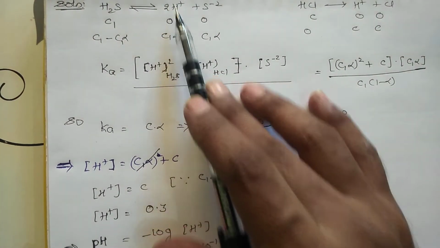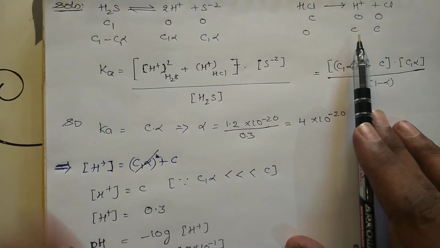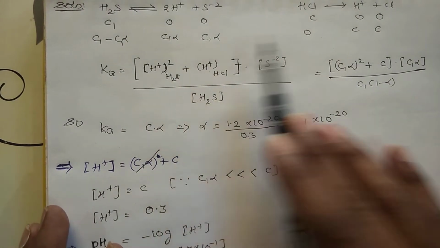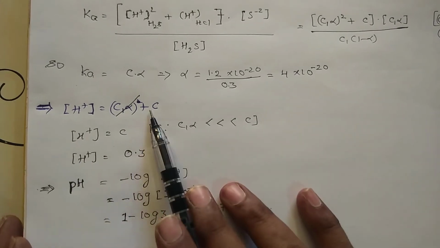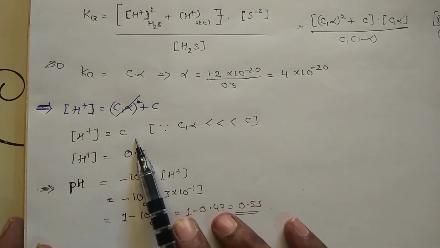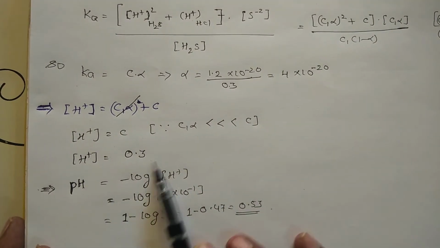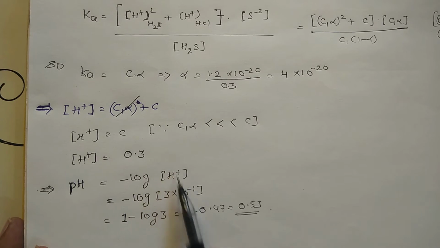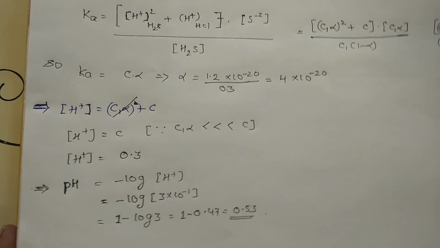Okay. So what you should do? C1 alpha plus C. In the above problems, whatever we have done, there is no common thing between those two. If the common thing is present, you will be doing in this one, C1 alpha plus C. But anyhow, in front of C, C1 alpha is very less. So H plus will be equal to C. And C is nothing but 0.3 molar. He has mentioned in question. So for this, you should find pH. pH is equal to negative logarithm of H plus ions concentration. So that you will be getting 1 minus log 3, 1 minus 0.47. It will be equal to 0.53.